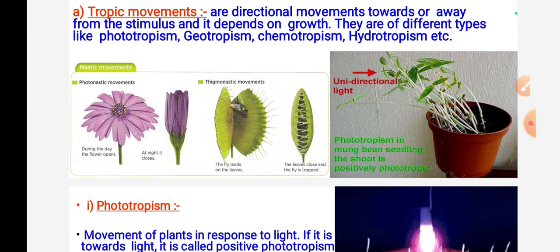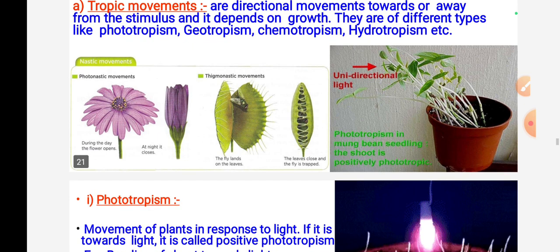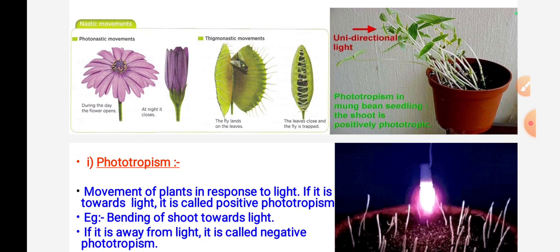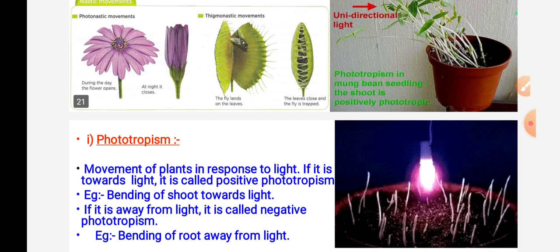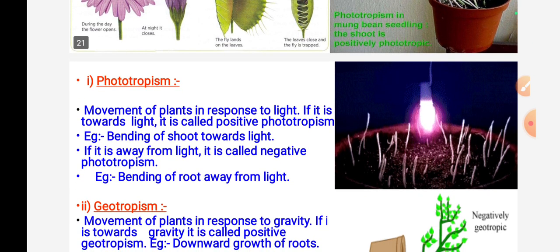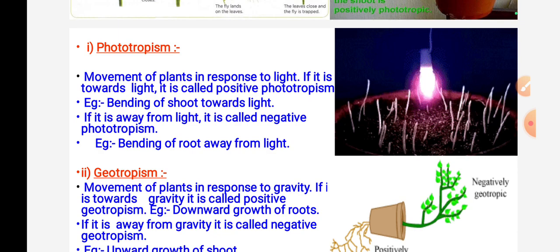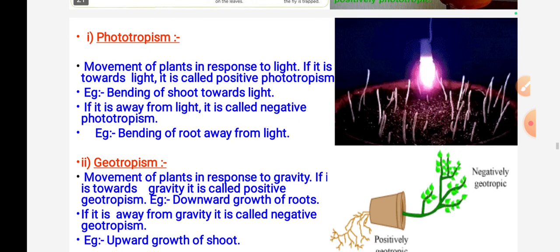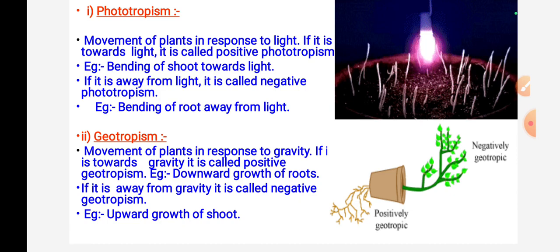Now, unidirectional light: phototropism in a mung bean seedling. The shoot is positively phototropic. Phototropism is the movement of a plant in response to light. If it is towards the light, it is called positive phototropism, for example bending of the shoot towards the light. If it is away from the light, it is called negative phototropism, for example bending of roots away from the light.